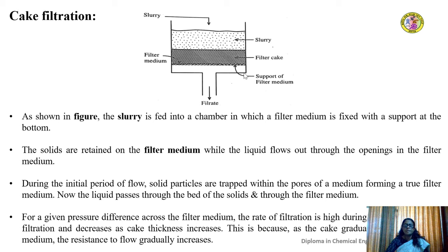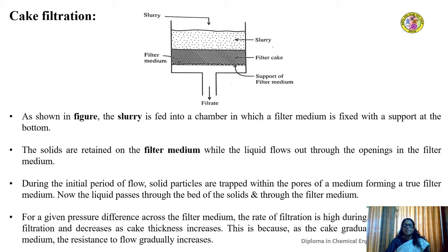The difference in pressure between these two sides is called pressure difference. And for a given pressure difference across the filter medium, the rate of filtration is high during the initial stages of the filtration, and it actually decreases as the cake thickness increases, because more amount of cake means more resistance to the flow of filtrate, because the filtrate has to pass through the channels in the cake and then through the pores in the filter medium.